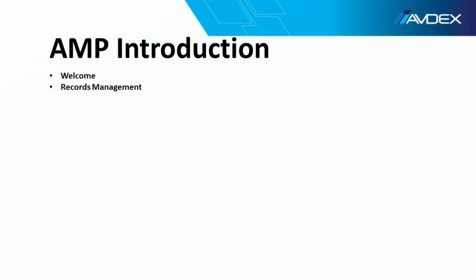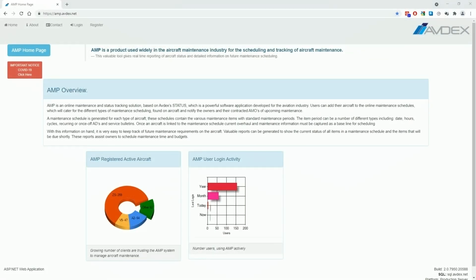Records management. It is the purpose of Avdex AMP to provide the aircraft operator with full history including hours and cycles. Maintain the following records for each aircraft. An updated maintenance plan per aircraft. All components and life-limited parts including traceability. All aircraft technical logbook pages.